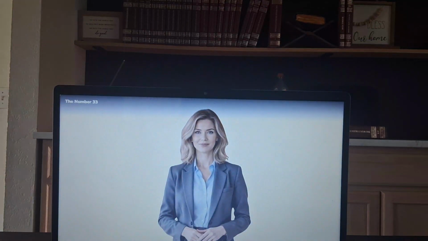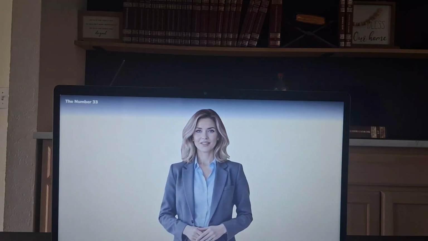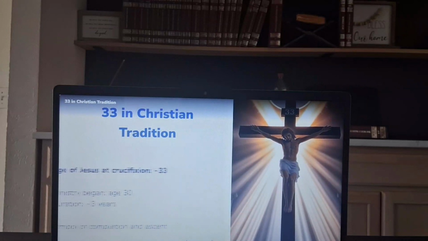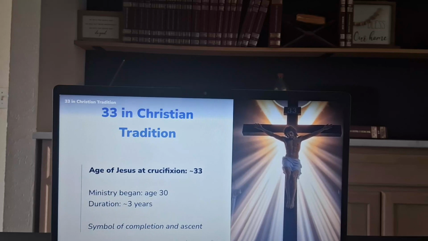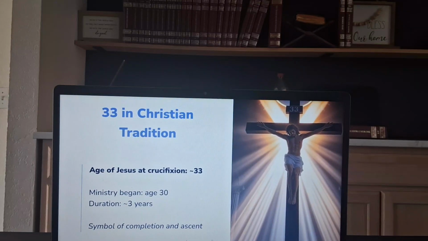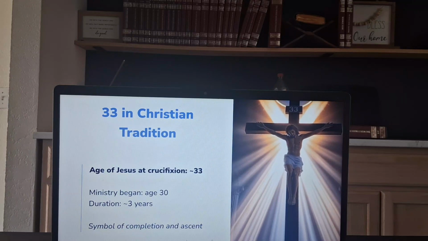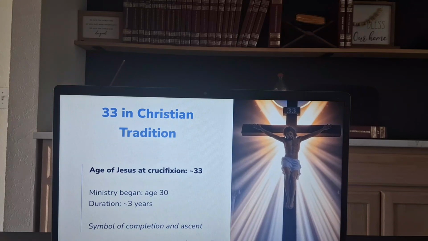Now we turn to another symbolic pattern, the number 33. This value recurs across religious tradition, initiatory systems, and the natural limits defined by physics. In Christian tradition, Jesus was approximately 33 at the crucifixion. The Gospels place his ministry beginning around age 30, with roughly 3 years of activity. This convergence has endured as a symbol of completion, consummation, and ascent.